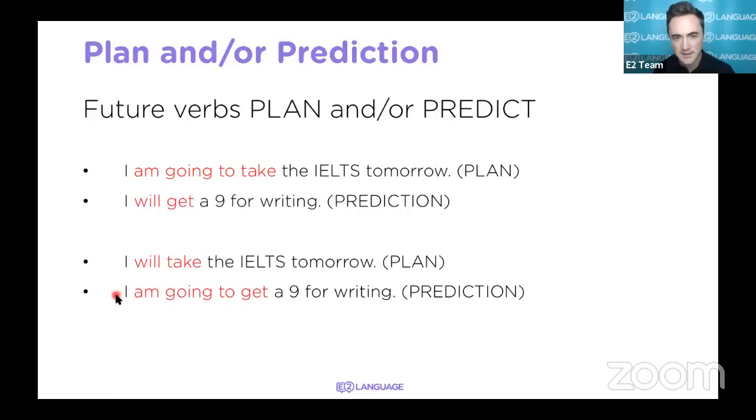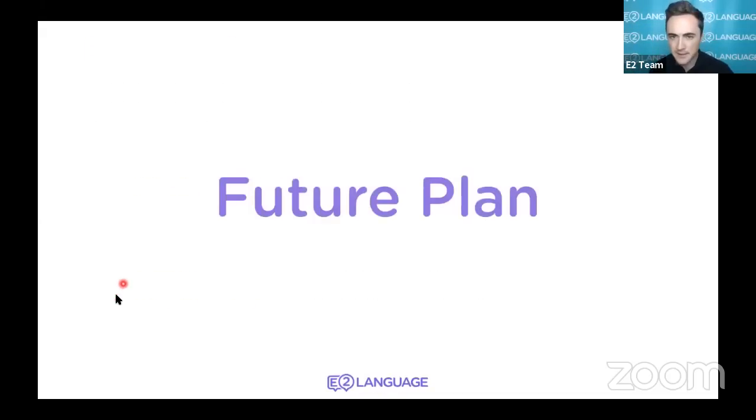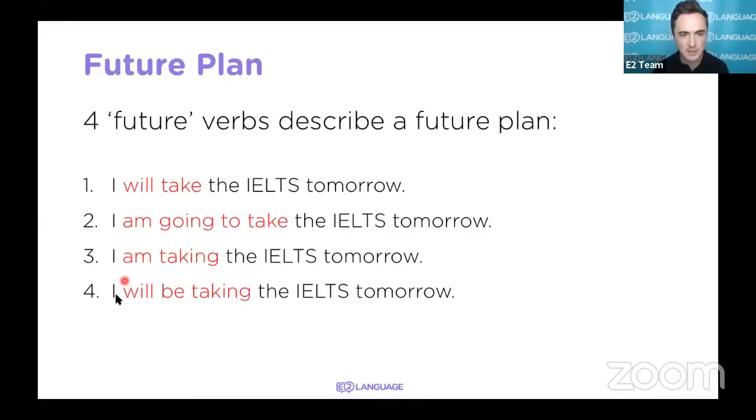Both are predictions. So they are the 2 categories. That's what these verbs do. They plan or they predict. And you can use the same verb in most cases to plan and predict. So let's look at future plans, making future plans with these verbs.